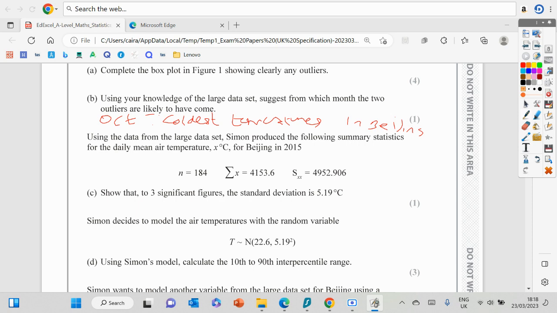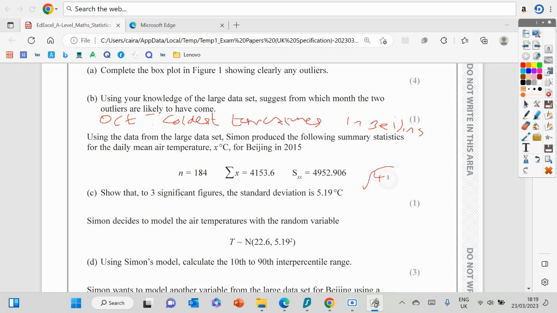Using the data from the large data set, Simon produced the following summary statistics for the daily mean air temperature, x degrees, for Beijing in 2015. We want to show that to three significant figures, the standard deviation is 5.19. Now, is this given to you in the formula booklet? Let's have a look. Yes, it is. It's on page 8 in the formula book for Edexcel, right at the top, standard deviation. It tells you what the standard deviation is, which is the root of the sum of x squared over n. So that's literally all we need to do there.